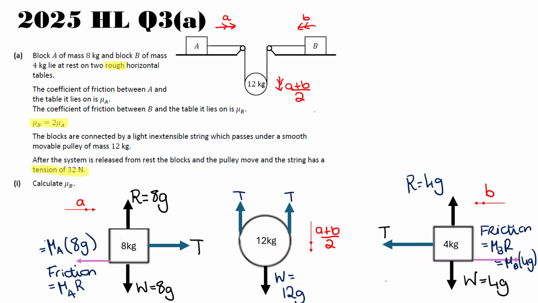So then what we want to do is create an equation for each of these force diagrams. So the direction of motion is telling us which way we're taking as positive. So for the first particle, we'll take the A, that's our 8 kg particle. We're going to have tension, take away the friction, which is mu A times 8g, and that is equal to ma.